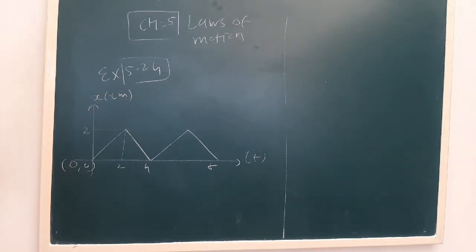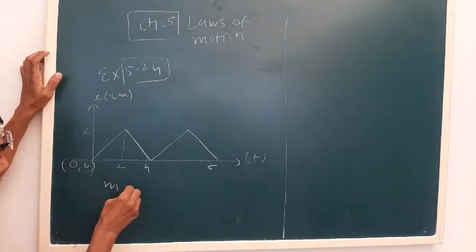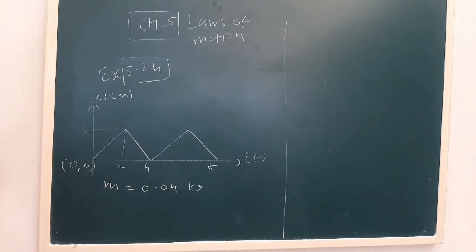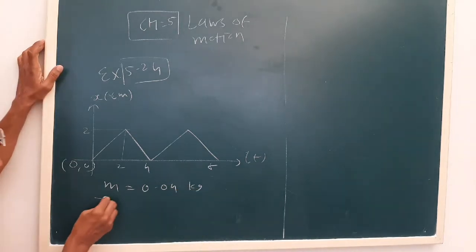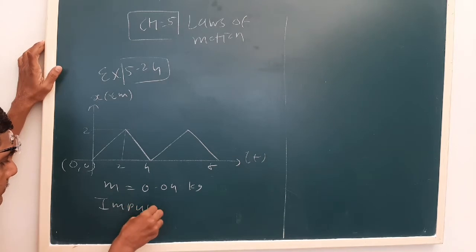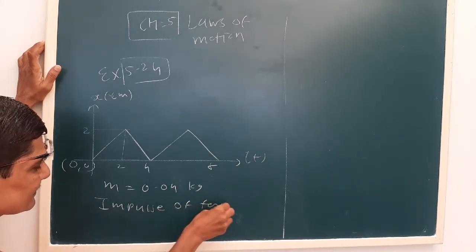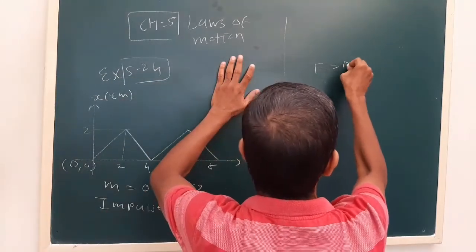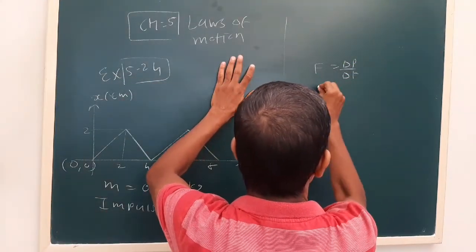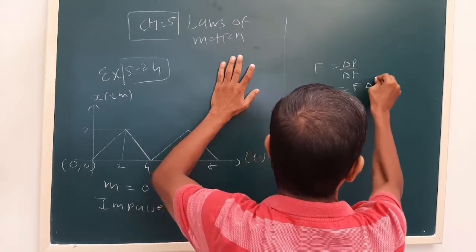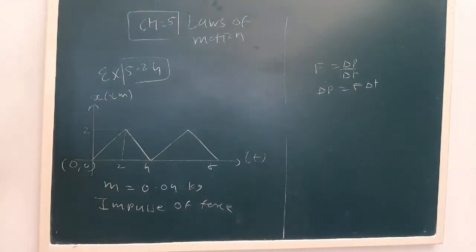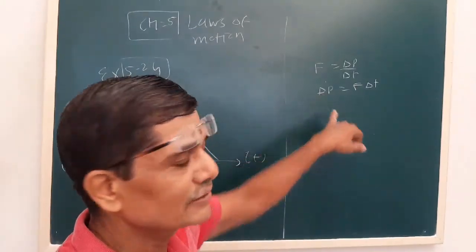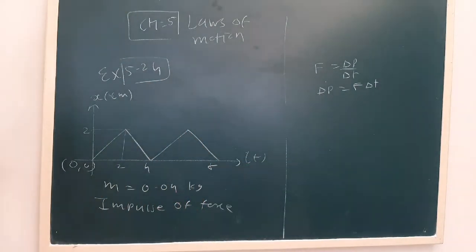The mass of the body is given as 0.04 kg. What you have to calculate is the impulse of force. Now the impulse of force relation: F is equal to delta P by delta t, so delta P is F delta t. The product of force and time gives the change in momentum. So you can say the change in momentum will be equal to the impulse of force.